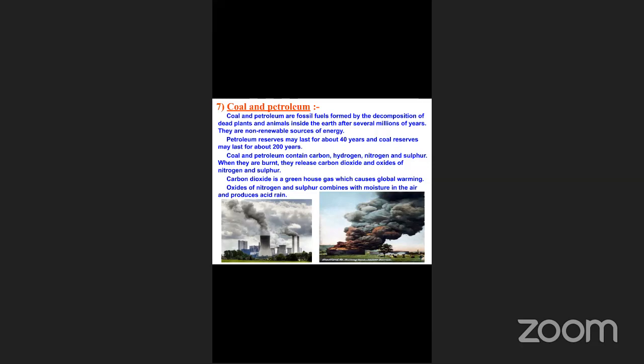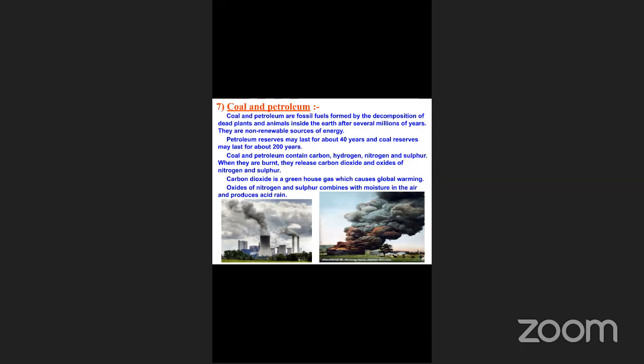We have studied this already in 9th standard. So, carbon dioxide is a greenhouse gas which causes global warming. You know, global warming will be formed. So pollution leads to global warming. When global warming happens, the temperature of the earth will be increased and everything will start melting, the icebergs and all. Is it not?